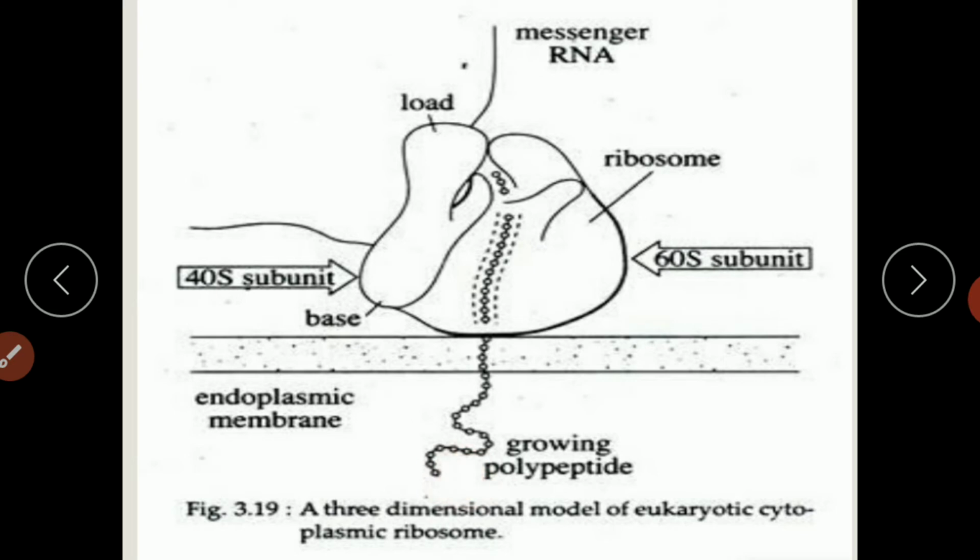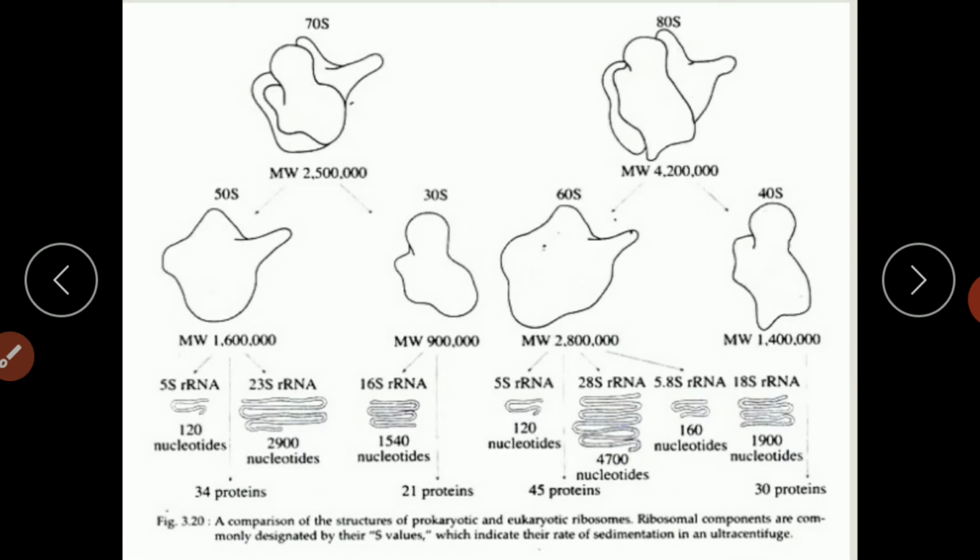The amino acids are brought to the ribosome with the help of the tRNA molecule. So there are different components involved in the process of protein synthesis. This is the general process of protein synthesis, or the structure of ribosomes involved in protein synthesis.